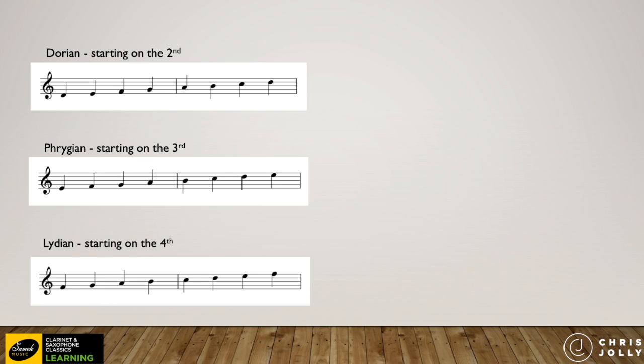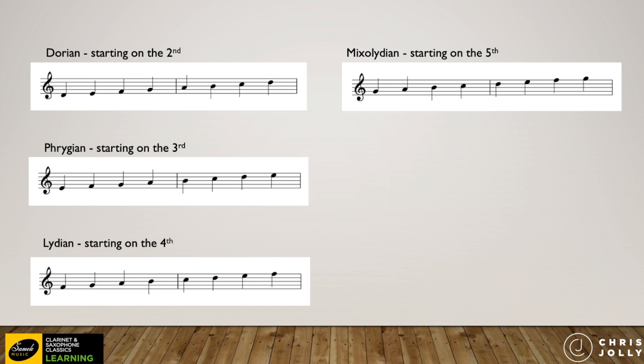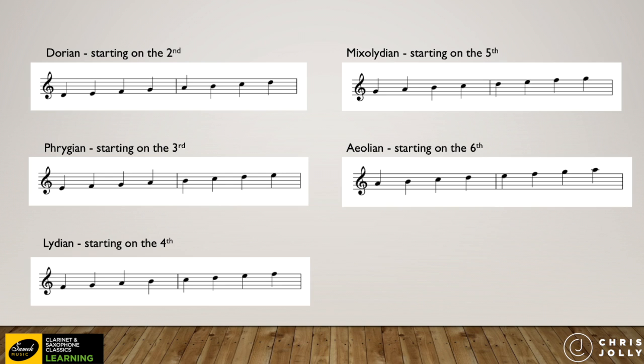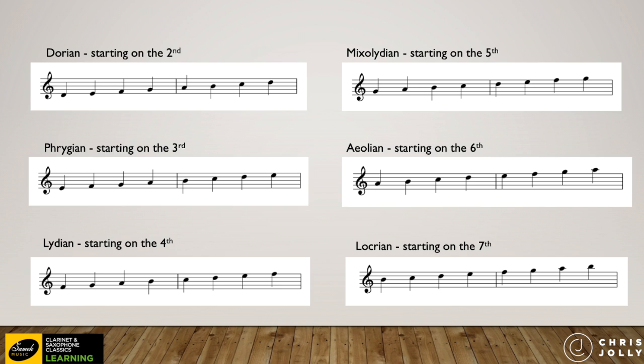Moving up the scale, if we start our C major scale on the 4th, we get our Lydian scale. If we start our C major scale on the 5th, we get a Mixolydian scale. If we start our C major scale on an A, we get our Aeolian scale. And finally, if we start our C major scale on the 7th degree of the scale, we get our Locrian mode. And all of these scales, they're funny names, but they are our modes of a C major scale.